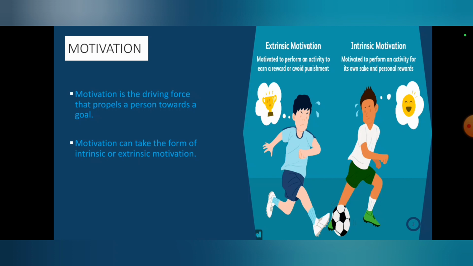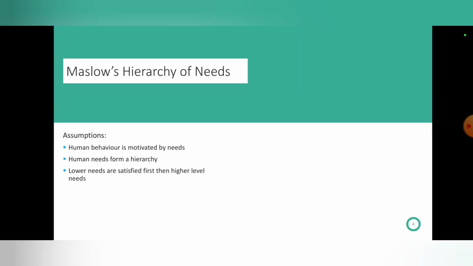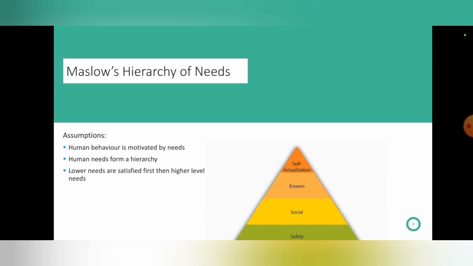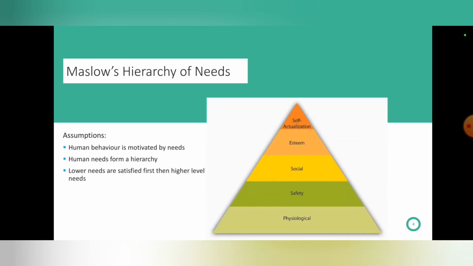So now we know what motivation is and the forms of motivation. Let's now look at the needs theories, and we'll begin with Abraham Maslow's hierarchy of needs. Abraham Maslow was a renowned psychologist, and in the early 1940s, he propounded the very first of the needs theories. That's Maslow's hierarchy of needs.